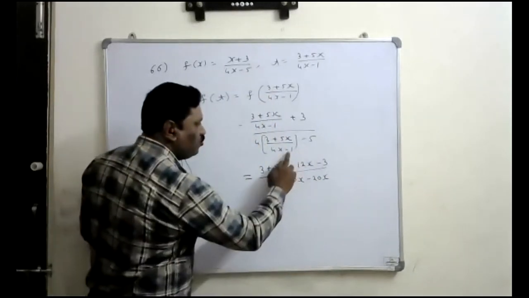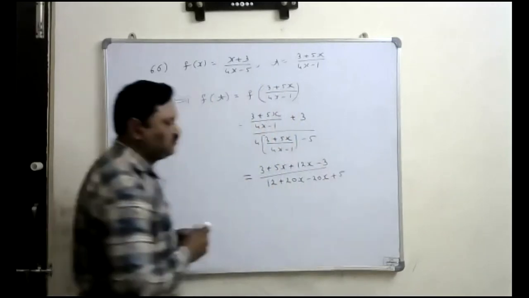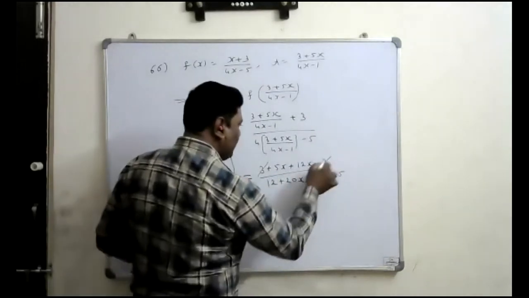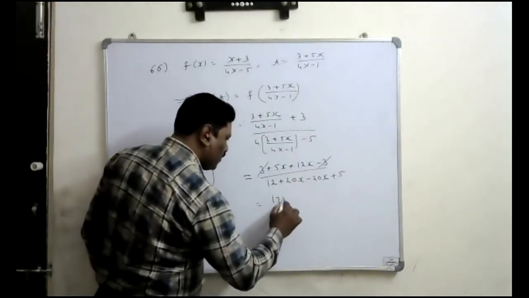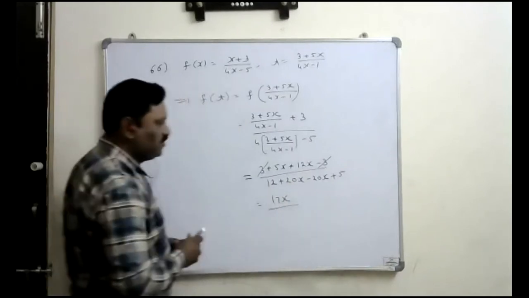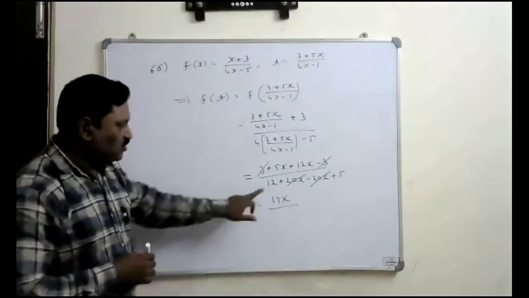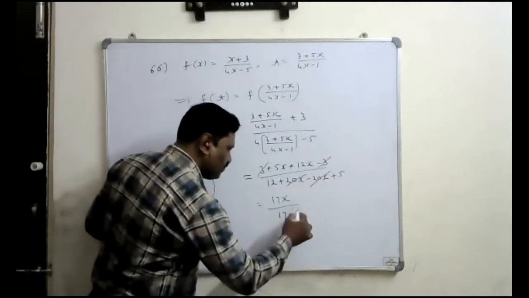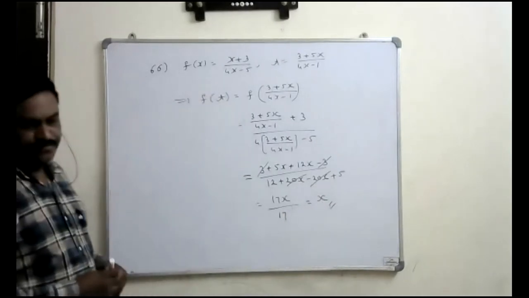Then minus 5 into minus 1, that is plus 5. Okay, this is what we are getting. Now if you simplify this, plus 3 and minus 3 get cancelled. 12 plus 5, that is 17x upon, in the denominator 28, 28 gets cancelled. Now 12 plus 5, that is 17. 17x by 17 is equal to x. So the answer is x. Take that.